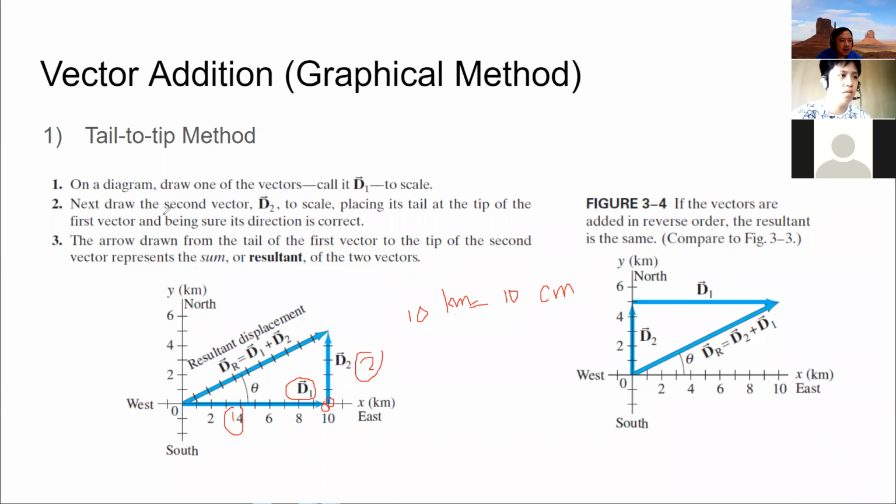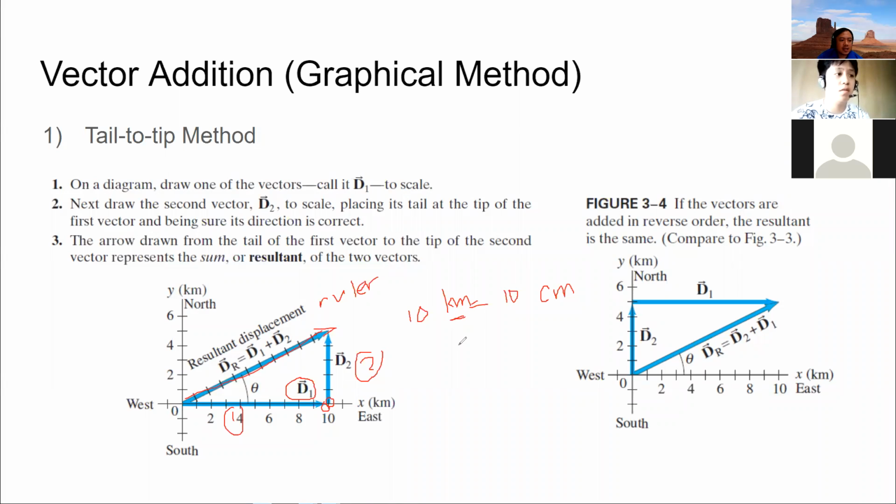Then after, the arrow drawn from the tail of the first vector to the tip of the second vector represents the sum, or the resultant. So this is now the resultant. Once you have the resultant, you draw it, measure it with the ruler to see how many centimeters it is, and then convert it back to kilometers.